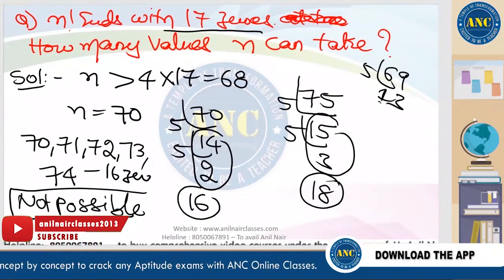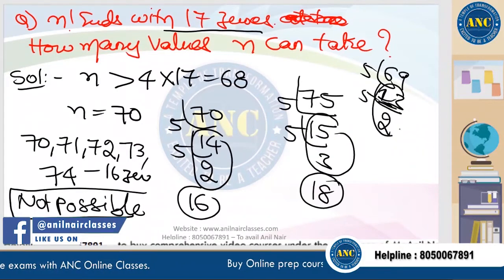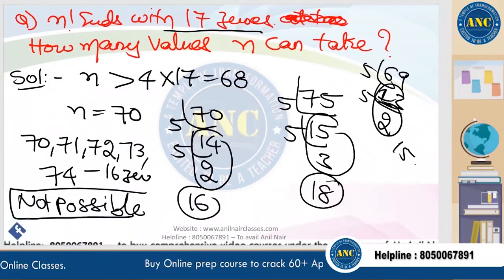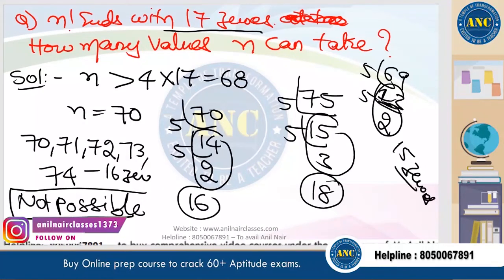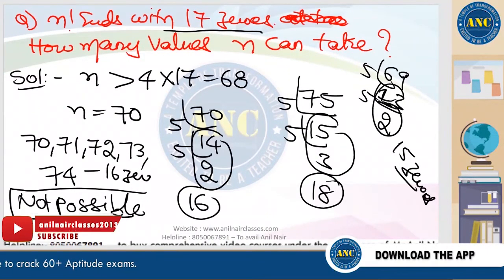Right? 13 only I am getting. 5 2s are 10. 13 plus 2, 15 only I am getting, Arvind. I need to get 17. I hope the idea is clear.